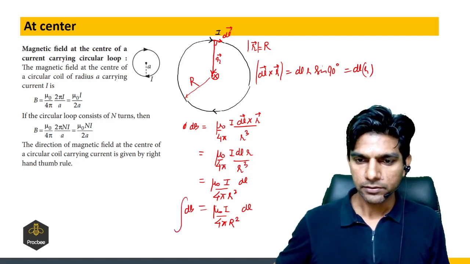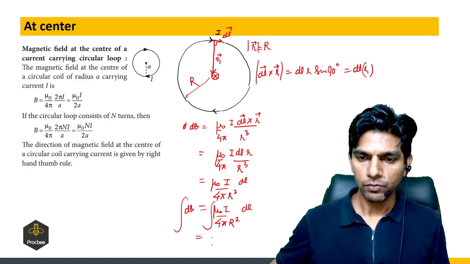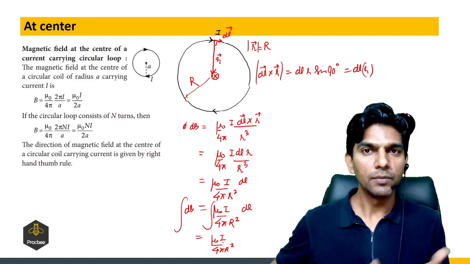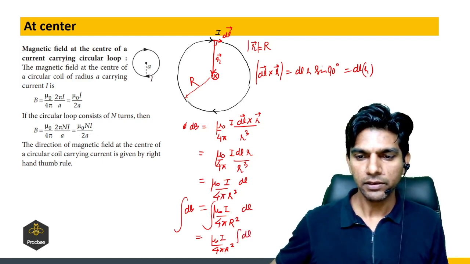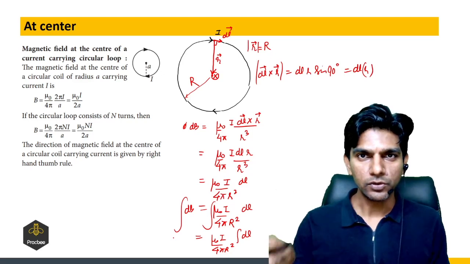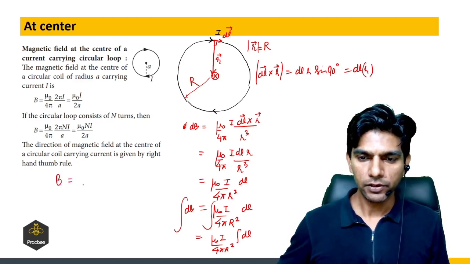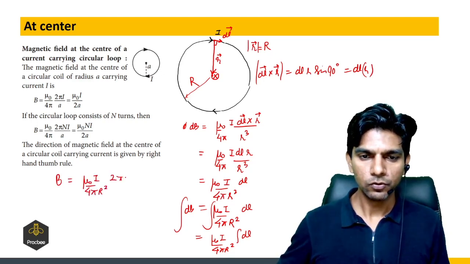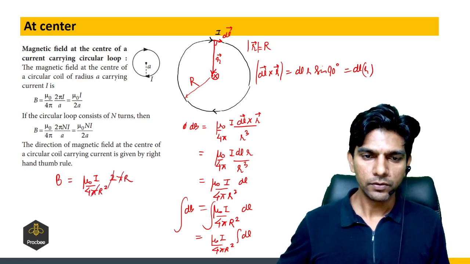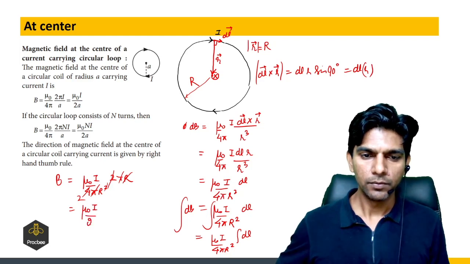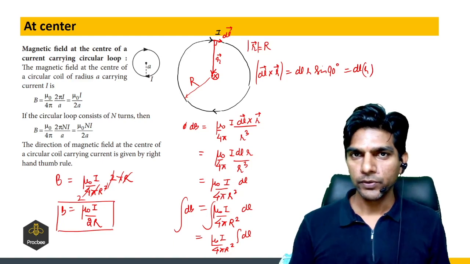So if I integrate this, mu naught I upon 4 pi R square is constant, so it will come out of the integration. And we have integral dl, and integral dl is nothing but the total length of the loop, that is the circumference. So we can say magnetic field at the center will be mu naught I upon 4 pi R square times 2 pi R. So we'll get 2 in the denominator, one R will get cancelled out, so we'll get mu naught I upon 2R, right? So this is the formula for a single loop.